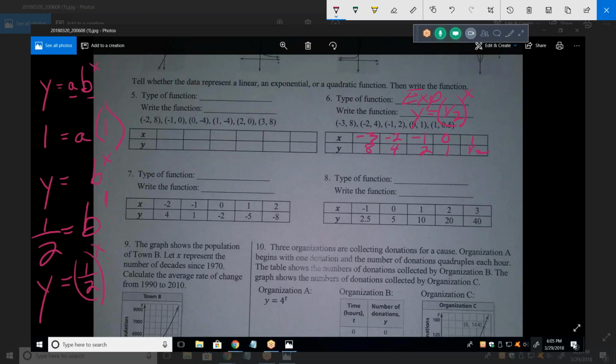Well, how about this? Let's check this point right there. When x is -3, is y 8? Is that equal to 1/2 to the -3 power? And it is. 1/2 to the -3 power is the same as 1 over 1/2 to the 3rd power. 1/2 to the 3rd power is 1/8. So it's 1 over 1/8, and that is equal to 8.